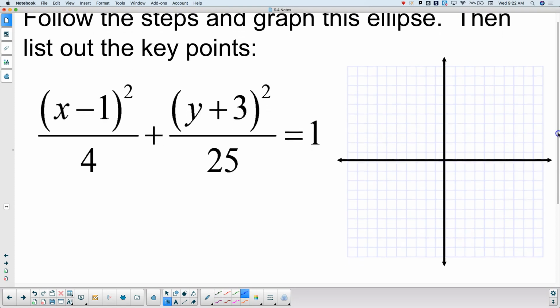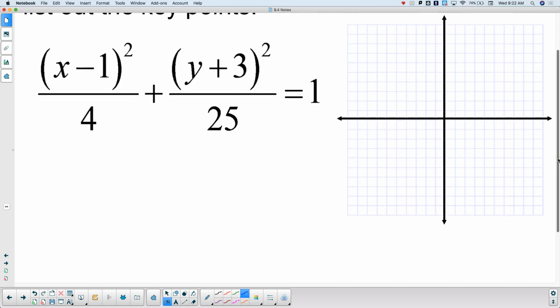Find the center. Okay? Oh, Savannah, where's the center? 1 comma negative 3, because we think oppositely on both. Yep. Love it. So that would be right, oops. There. Again, if you put a dot, that's fine. If you put a C, even better.